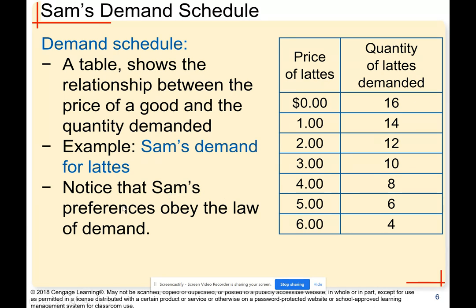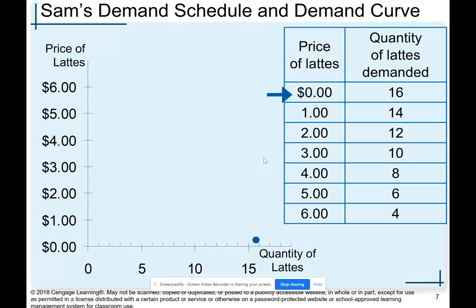It is important to note that Sam's preferences obey the law of demand, the inverse relationship between price and quantity. As you can see, price is increasing from 0, 1, 2, 3, 4, and the quantity of lattes demanded decreases from 16, 14, 12, 10. That schedule is going to be plotted. We plot the demand curve from the demand schedule.